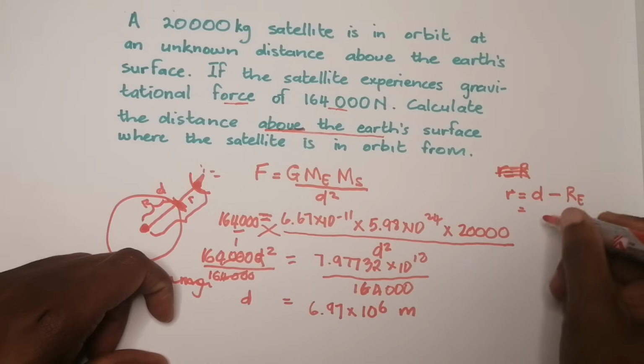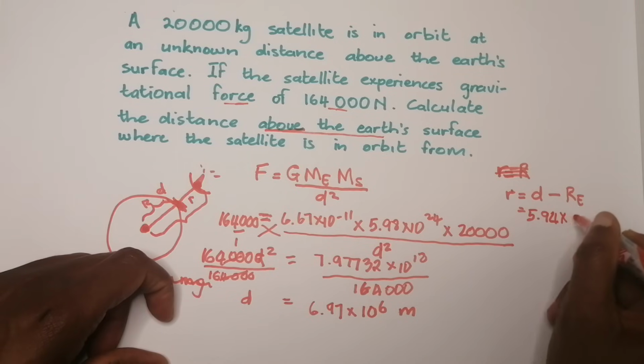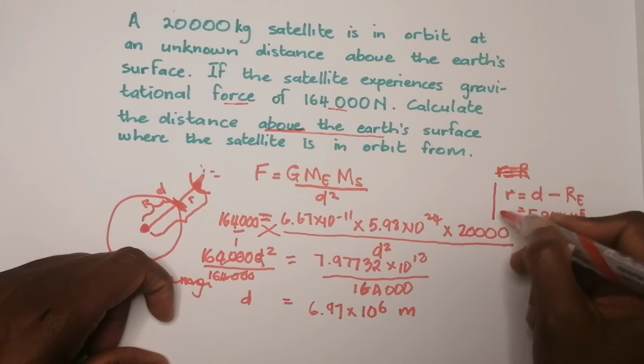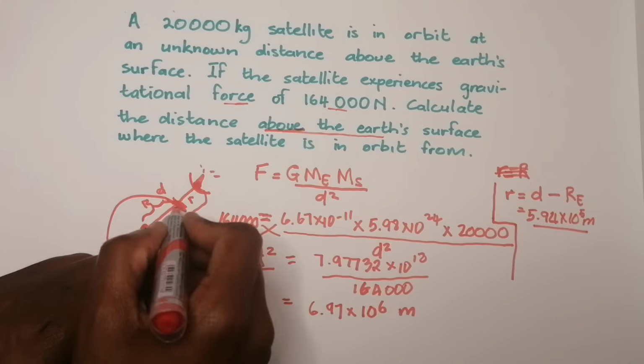Okay, and I get an answer of 5.94 times 10 to the power 5. And remember, this is in meters. So that will be the distance away from the surface of the Earth.